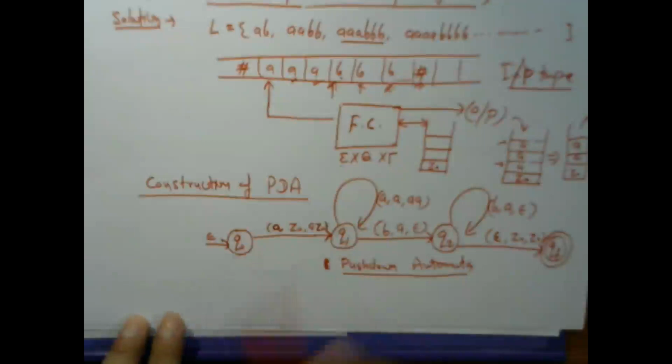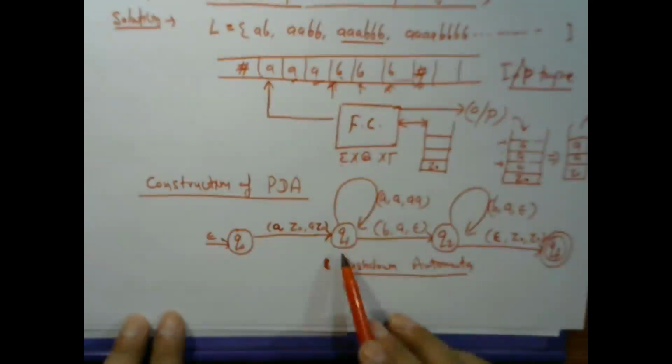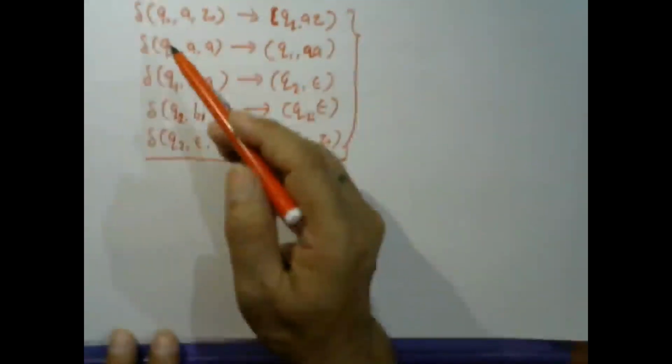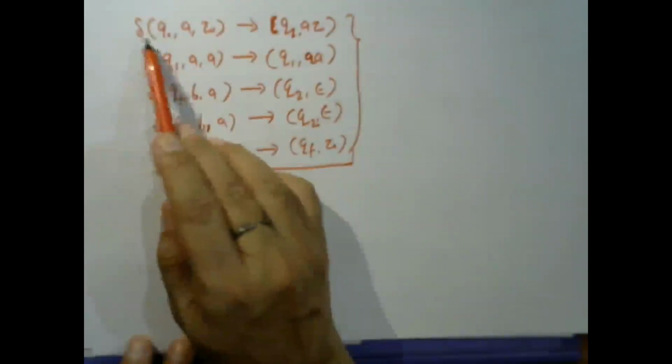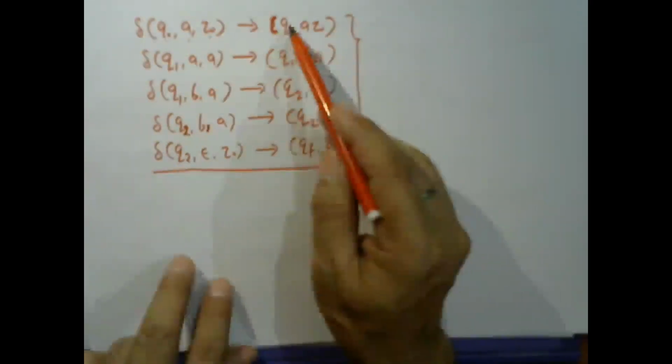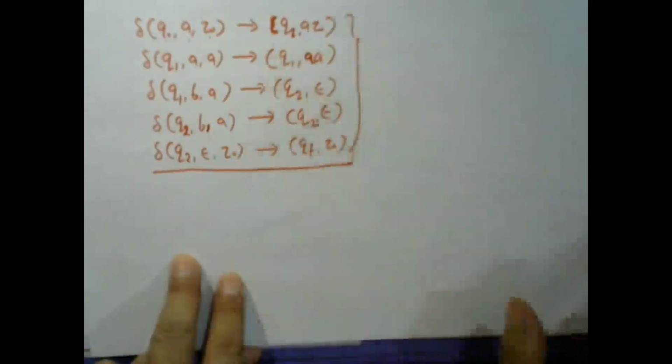As you have already done in finite automata, there is a number of states, a number of input alphabets, and final and intermediate states. Then we use the transition function delta. In the transition function delta, q0 with input a and top symbol Z0 goes to the q1 state. Then q1 a Z0, same as here.